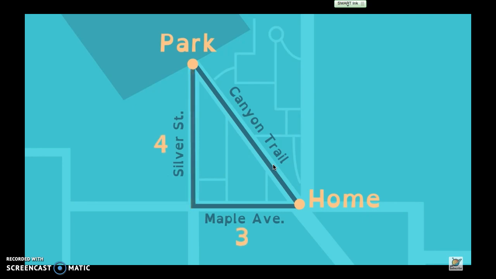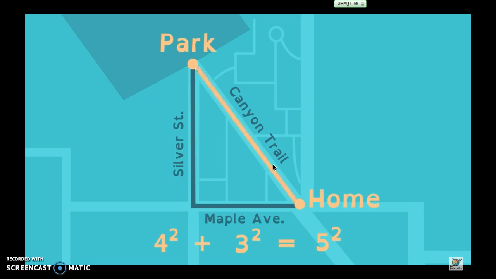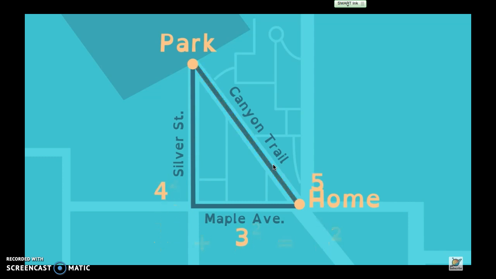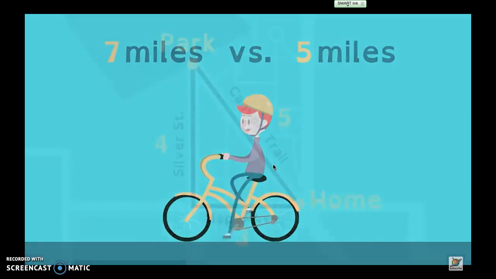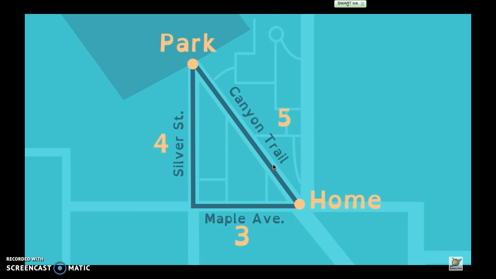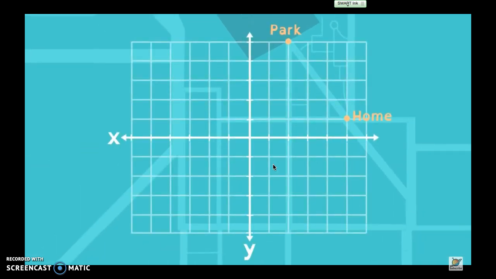Applying the Pythagorean theorem, 3 squared plus 4 squared equals 25. She knows that 5 squared is 25. So the hypotenuse, the length of Canyon Trail, is 5 miles. 2 miles less of biking for Lucy. What if Lucy doesn't know the lengths of Maple Avenue and Silver Street? A coordinate plane can help.